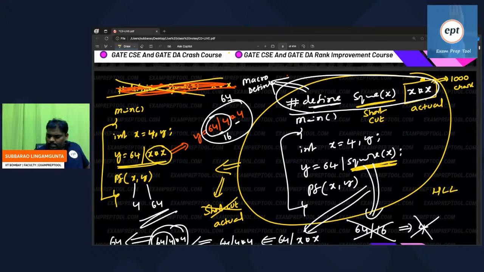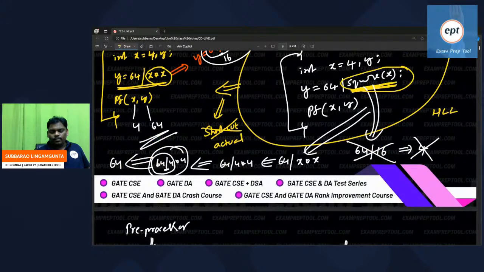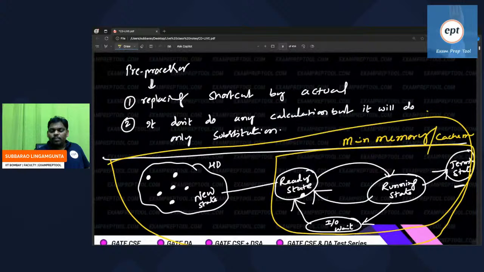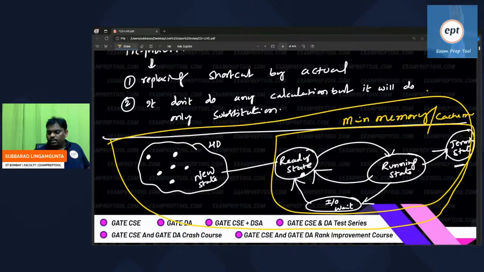Here the shortcut is there. It is replaced by the actual one, and whatever shortcut you wrote here will be cancelled, because it is further not required. Next one, what is the purpose of the preprocessor? It replaces the shortcut by the actual. It doesn't do any calculation, it only does substitution.